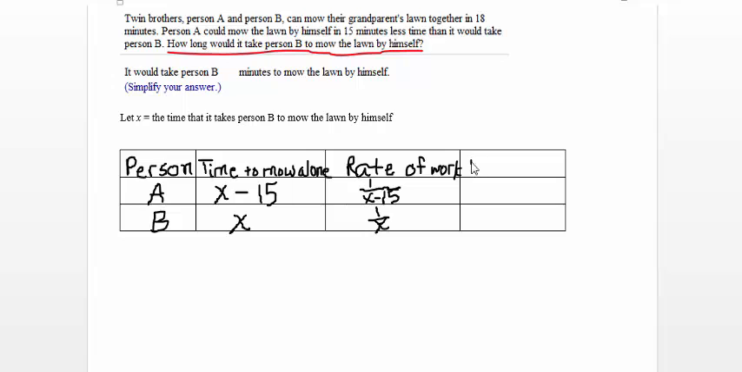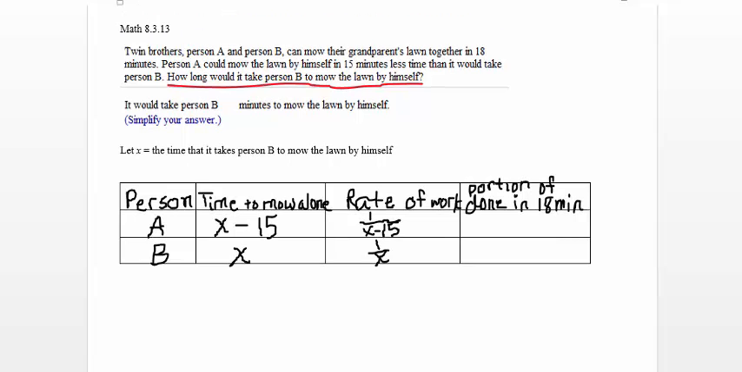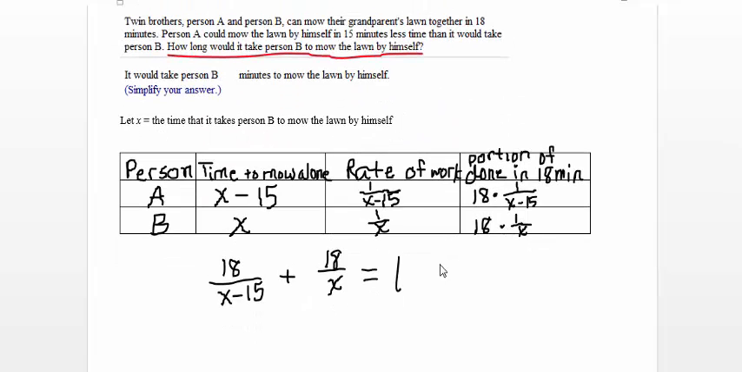Now we want to look at what portion of the job each person does in 18 minutes. So what portion of the job is done in 18 minutes? Well, we take time, 18 minutes, and multiply it by rate. So person A does 18 times 1 over x minus 15 of the job in 18 minutes. Person B does 18 times 1 over x of the job in 18 minutes. So this is the portion of the job done in 18 minutes. These two portions add to give us the one job. So 18 over x minus 15 plus 18 over x is 1.